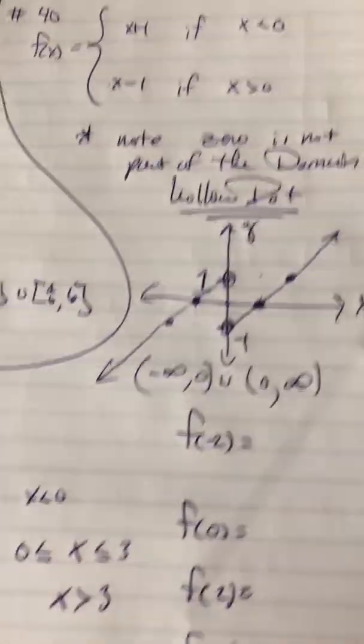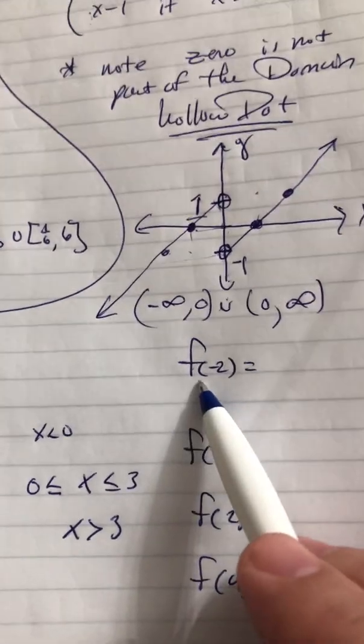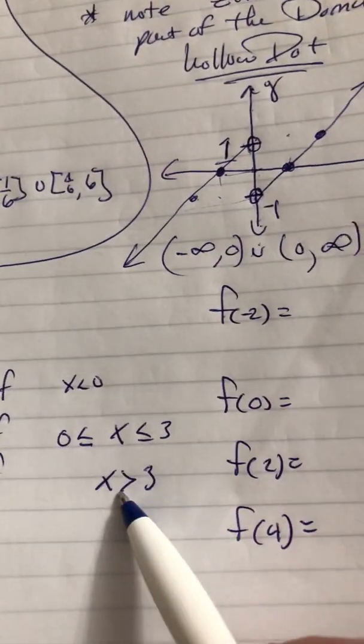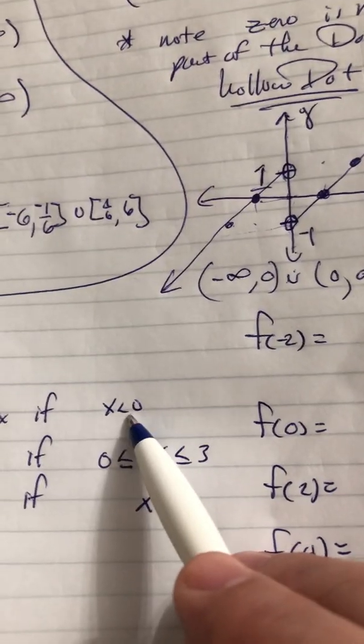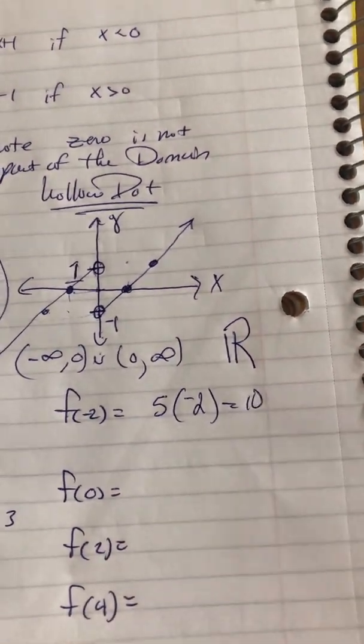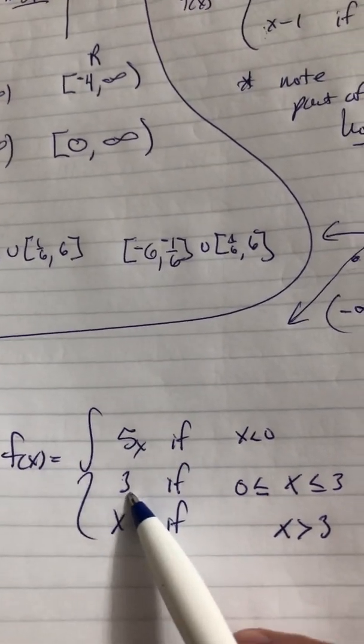Now, if we're looking at a function that's piecewise, and we're asked, let's find f at negative 2. Well, where does negative 2 fit in on these categories? Well, it's smaller than 0, so we use this rule. So we're going to go 5 times negative 2, which is negative 10. F at 0. Well, 0 fits in here. It's the "or equals." So we put, oh, wait a second, we just have a constant.